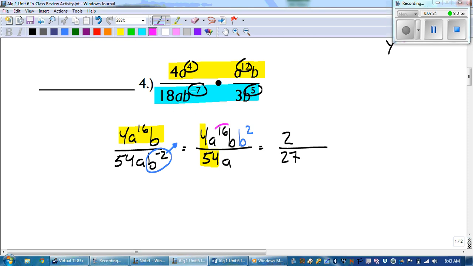Looking at my a's, the a's on the top win. And remember, if there's not an exponent, there's a 1. So I'm going to have 15 on the top. And then we just combine our b's. I have 1 plus 2, which gives us b cubed. So our final answer is going to be 2, a to the 15th, b cubed, all over 27.